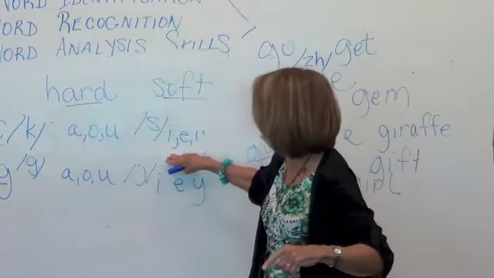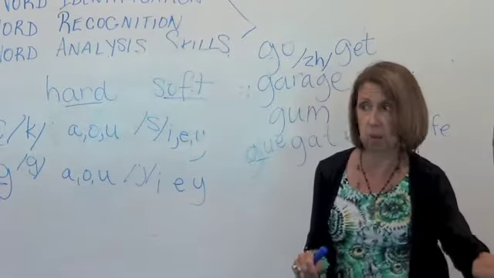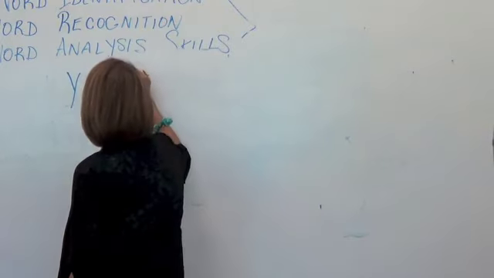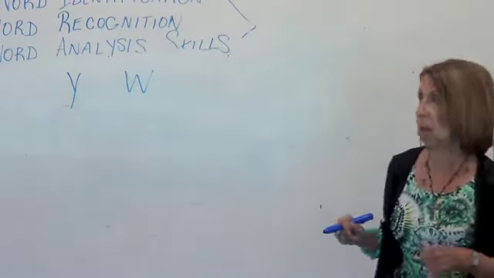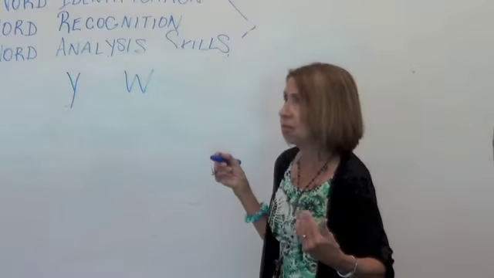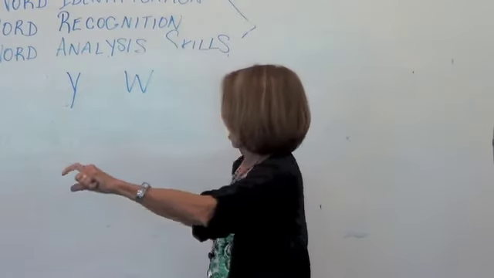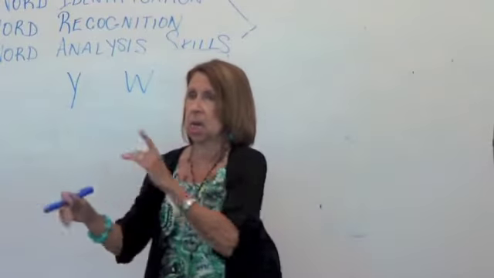It depends on the vowel, and it's that way most of the time, but not always, just like everything else we've talked about. So sometimes Y is a vowel, sometimes it's a consonant. Sometimes W is a vowel, sometimes W is a consonant. So I want you to give me some words that have the Y and the W in different positions in the word. Beginning, middle, end.